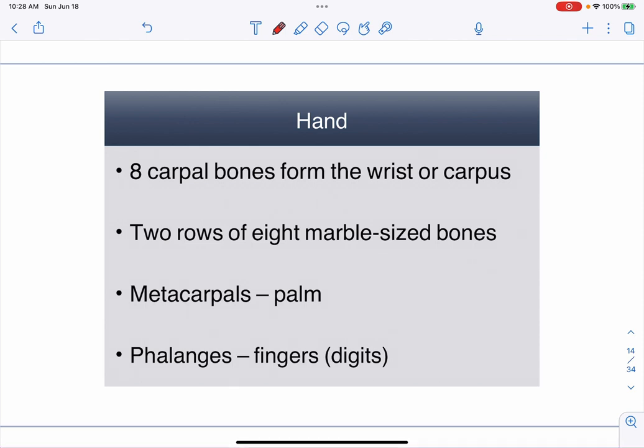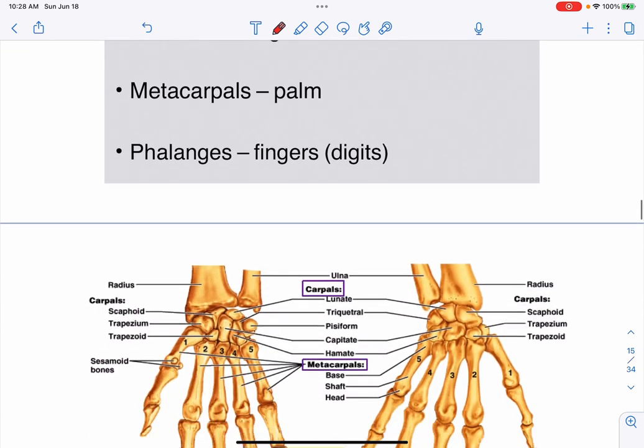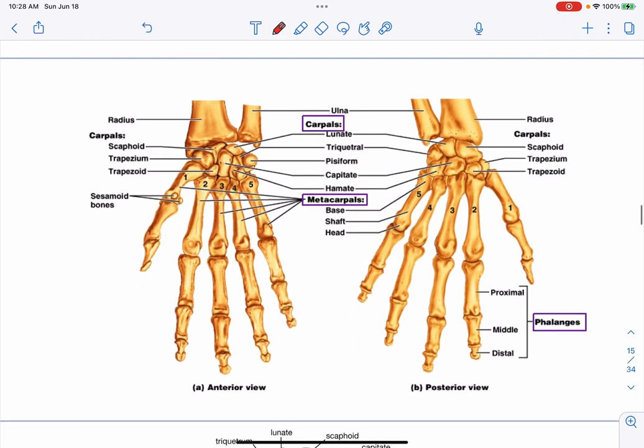I think first we're going to talk about the metacarpals and phalanges, and then we'll come back to the wrist. Let me show you a picture of the bones that we're going to be talking about, and let's work through this. Let's first orient ourselves. This is an anterior view, and this is a posterior view. Remember, anterior is palm out, facing forward. You can also see the ulna and the radius here.